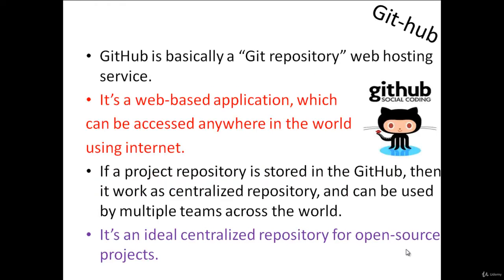First, let's see what exactly GitHub is. GitHub is basically a Git repository web hosting service. The local repository that we have created with the help of Git, the same repository will be pushed up to GitHub. The same repository will be maintained on GitHub, that is, on a remote server or a remote repository. The same Git repository will be created. So it is basically a web application that can be accessed anywhere in the world using the internet.